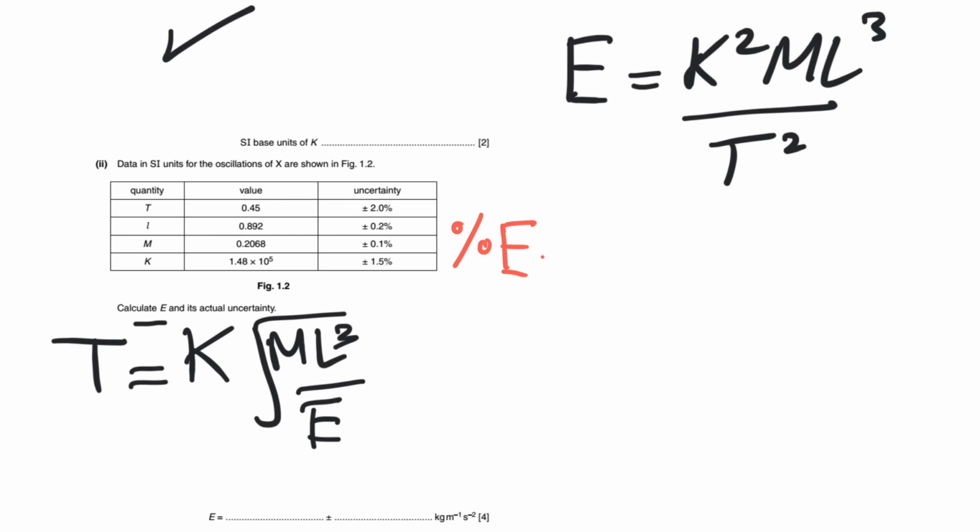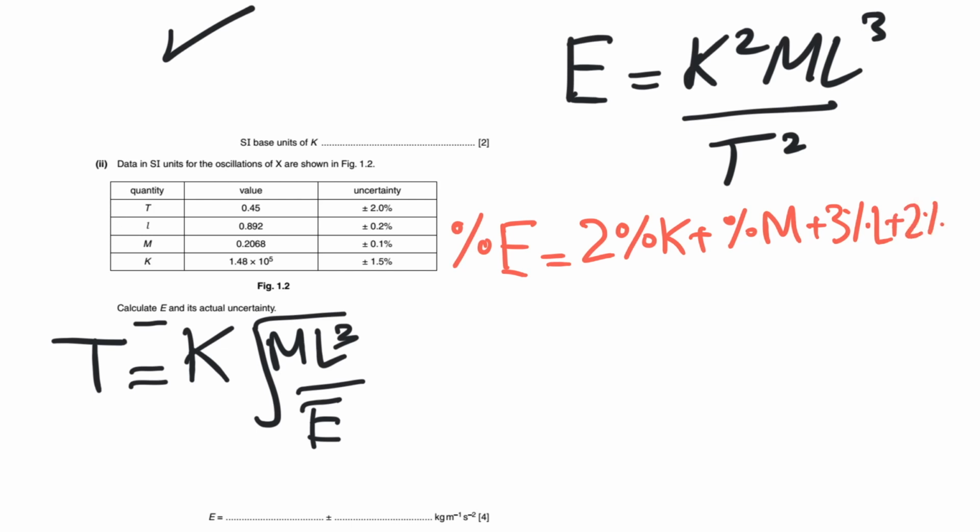Percentage E is equal to, K square will be 2 percentage K plus percentage M. You must remember the rules from the previous lecture. If you are finding this difficult, why did we write this as 2% K? Why did we write it as percentage K square? Then that means that you need to visit the previous lecture again. So 2 percentage K plus percentage M plus 3 percentage L plus 2 percentage T. This is your error equation.